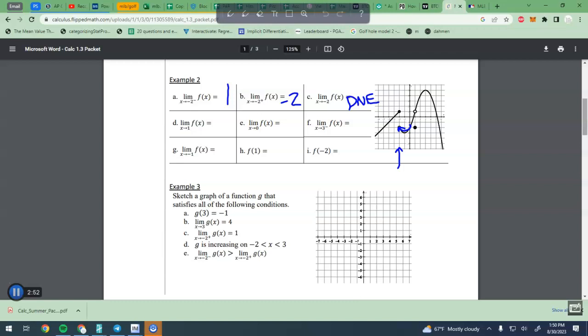I want you to try, some people that went ahead, did you do the notes too? Did you do this part? Well, I was doing it, and then Emma laughed at me because I was being silly. I want you guys to do D through I, if you haven't yet.